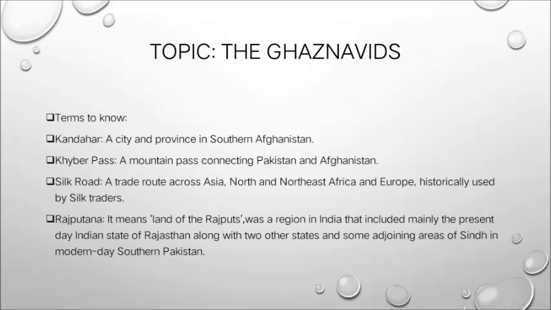Rajputana. It means the land of the Rajputs. It was a region in India that included mainly the present-day Indian state of Rajasthan, where we have the Thar Desert, along with two other states and some adjoining areas of Sindh in modern-day southern Pakistan.